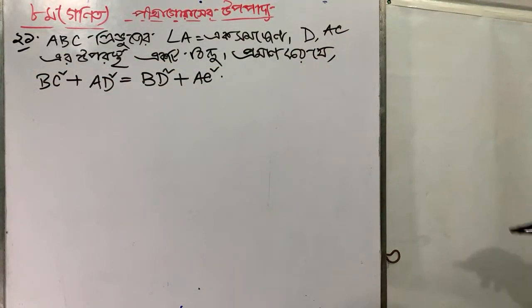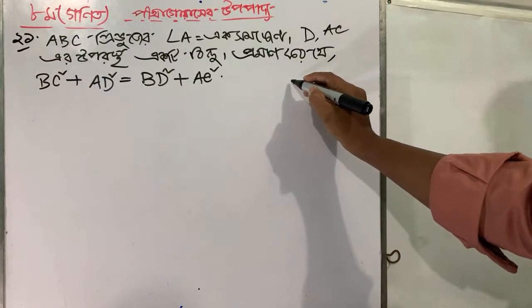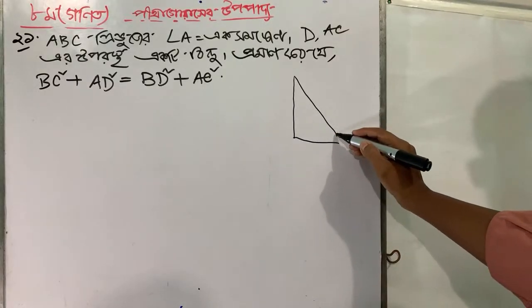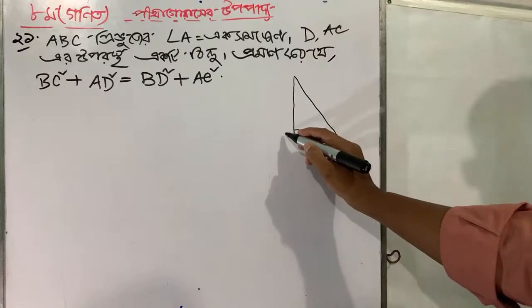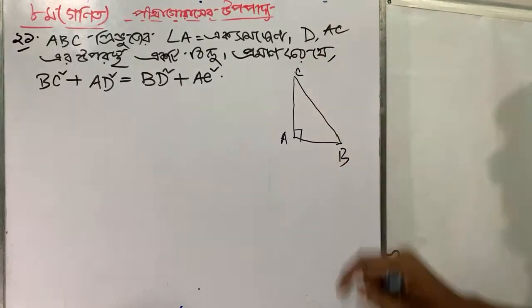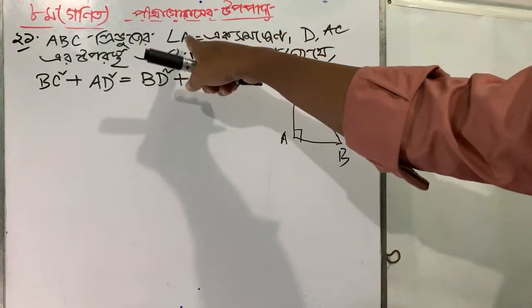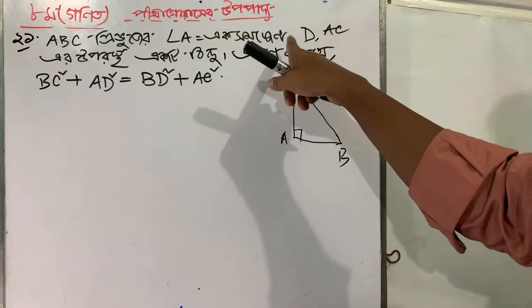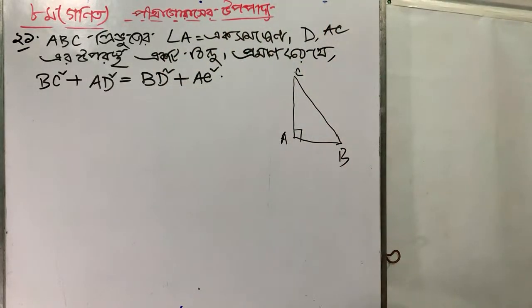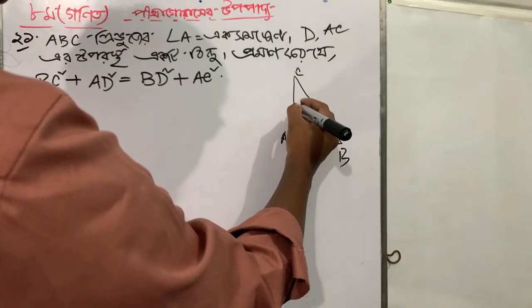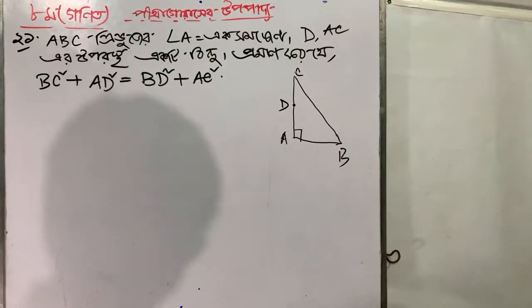So let's draw the figure. We have a right angle triangle, that is A, that is the right angle. So let's consider this to be B and C. So we have this triangle ABC, of which angle A is the right angle and D is on the line AC. D is a point on AC, right? So this is AC. D is somewhere here.